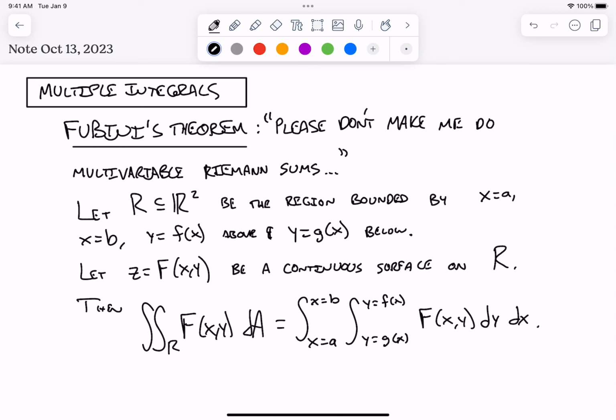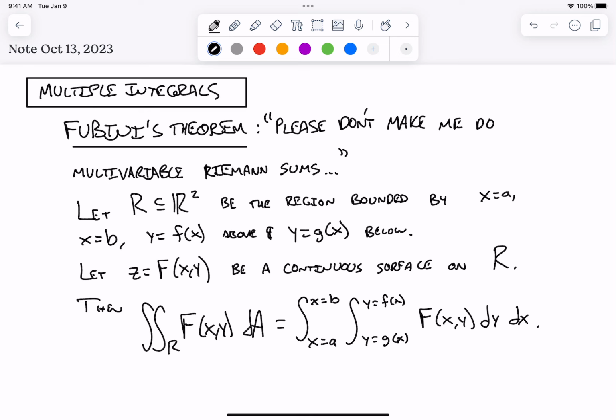All right, so Fubini's theorem. This is a big result in multiple integrals. The subtitle here is, please don't make me do multivariable Riemann sums. If you saw my previous video on multivariable Riemann sums, you probably left that video going, "Oh dear, really? This is what a double integral is?" And yes, that's what a double integral is defined to be, but it's not the end of the story, right?